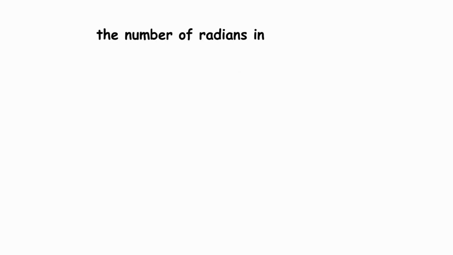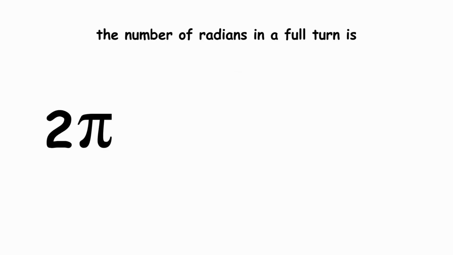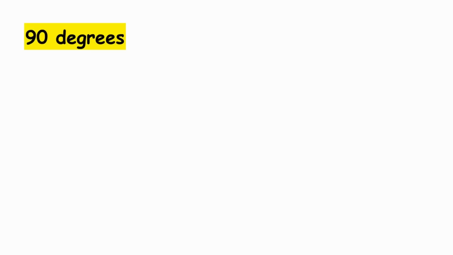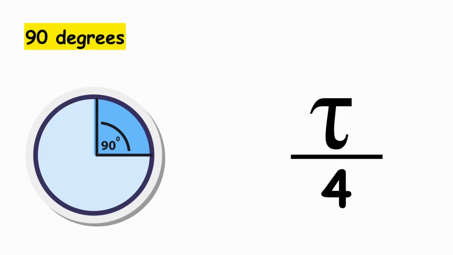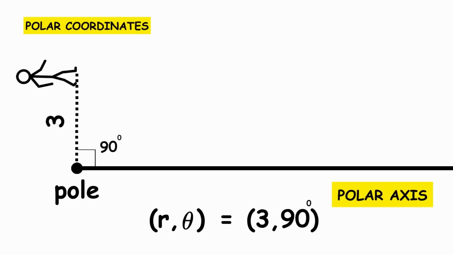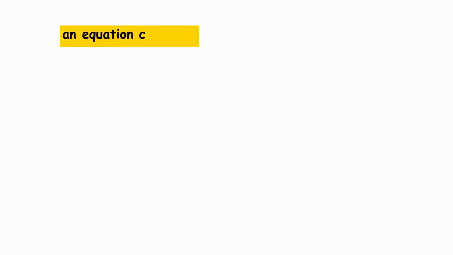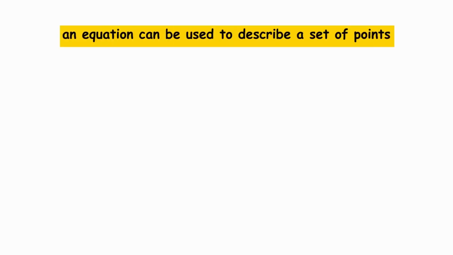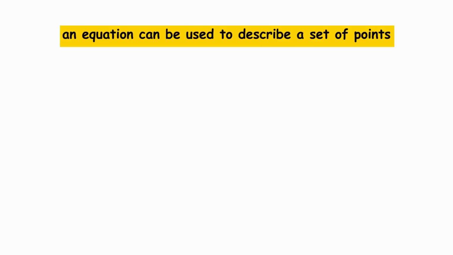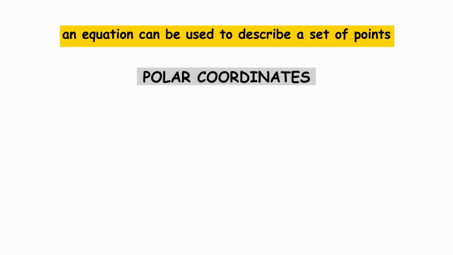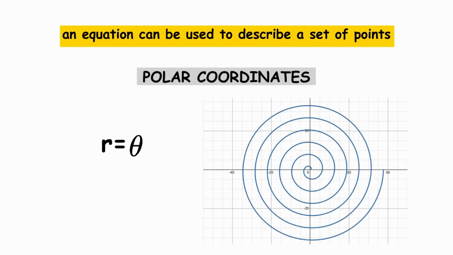The number of radians in a full turn is 2 pi, also known as tau, which is about 6.28. Now, 90 degrees is 1/4 turn, which is tau over 4 radians, so the coordinates (3, 90 degrees) can be rewritten as (3, tau over 4). In Cartesian coordinates, an equation can be used to describe a set of points, like y equals 1 or y equals x. Similar equations are possible in polar coordinates, like r equals 1 or r equals theta.